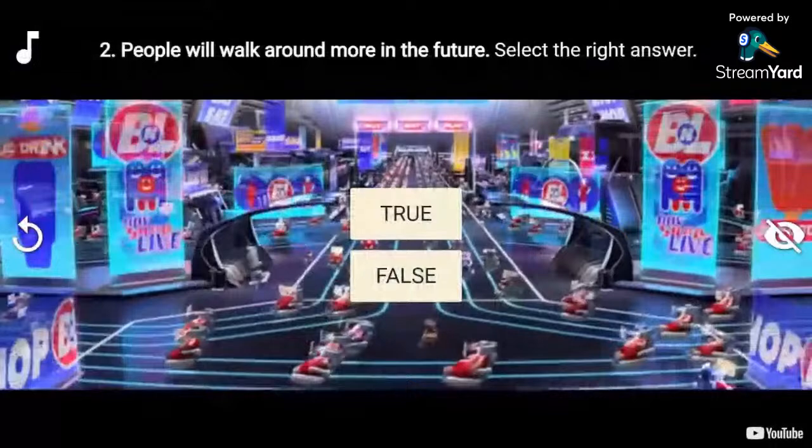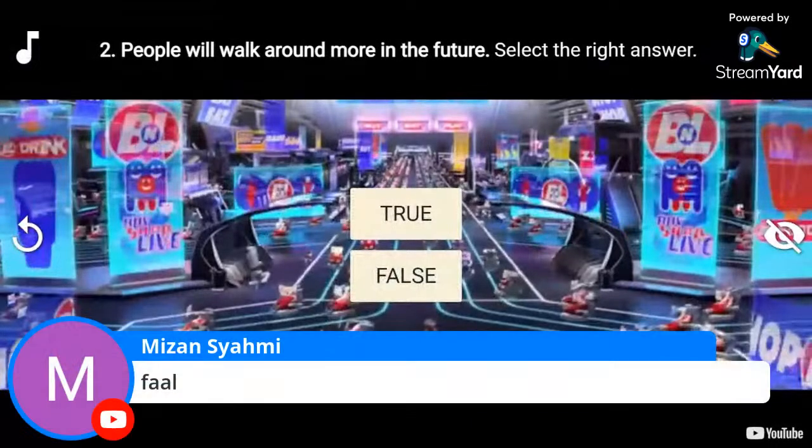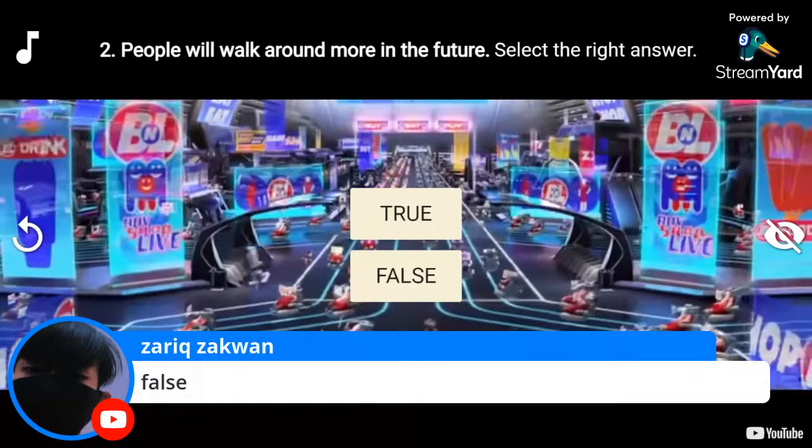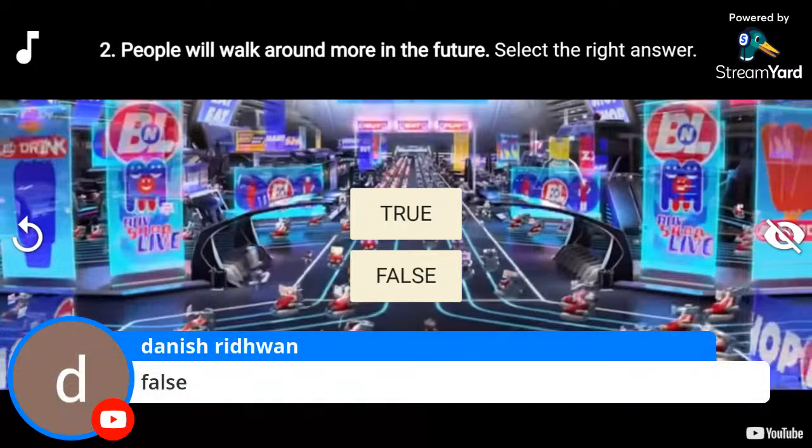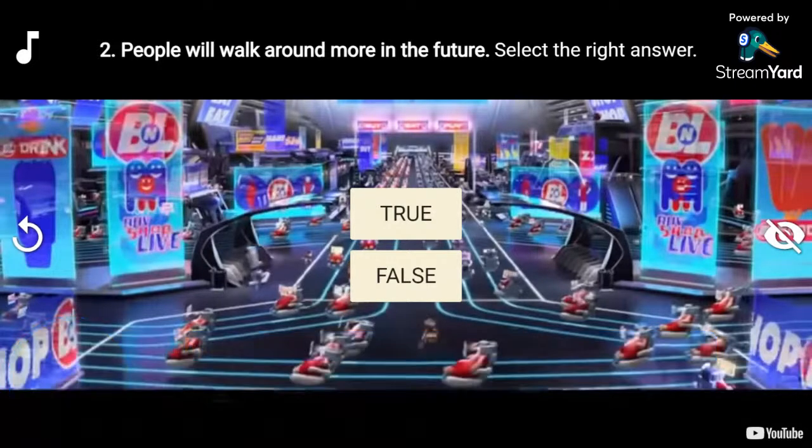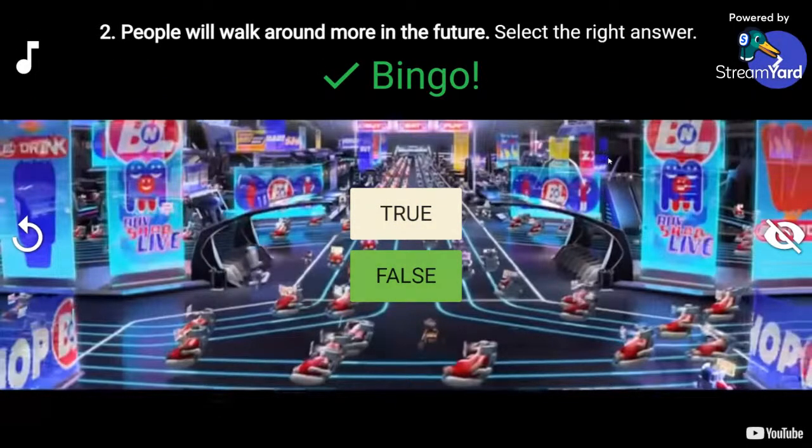Okay, is it true or false? Okay, most of you answered false. Let's see. All right, very well. As you can see that there are no people walking around in this place. They are just using this moving chair around and then they will move based on the tracks that they have.